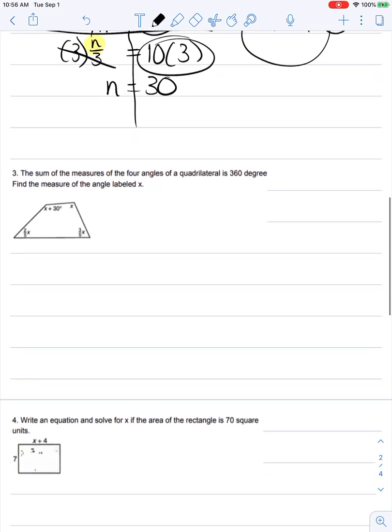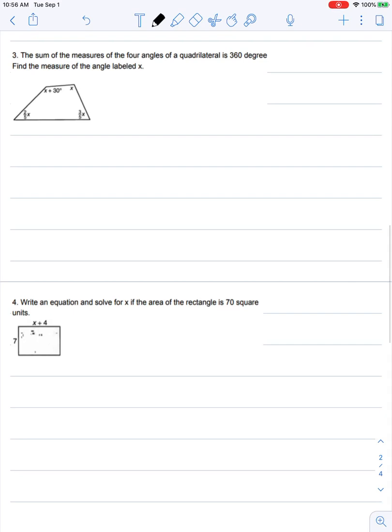Number 3. So let's read it to identify the variable. The sum of the measures of the 4 angles of a quadrilateral is 360 degrees. Find the measure of the angle labeled x. Well, they were nice and they went ahead and gave us the variable. So x is going to equal the degrees in that specific angle.